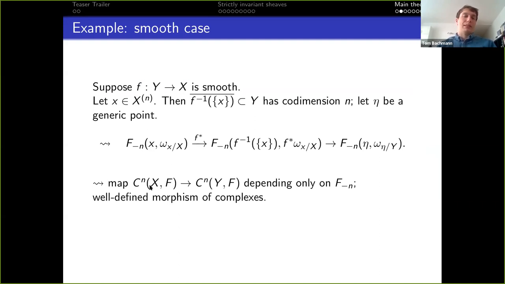But the point is that you get a map from the Rost-Schmid resolution of F over X to the Rost-Schmid resolution of F over Y. And it's given by some obvious formula on every component, the formula being given here. And it has to do with the fact that a smooth, or more generally a flat map, it preserves codimension. So there's no problem in writing down what this map should do. And so the point is that by the formula which you write down, you find that this map only depends on F minus N. And so then you have, right.